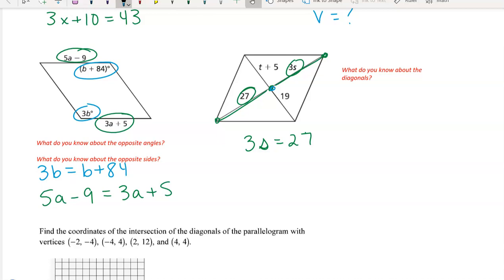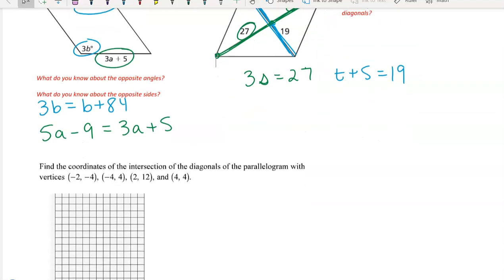And then this is also the midpoint of this diagonal. So we know that t plus 5 must be equal to 19. You can solve those. Be careful on these. You want to be sure that you're not trying to set the diagonals themselves equal to each other. You can see by looking that this blue line is not the same length as the green line. So be careful with that.